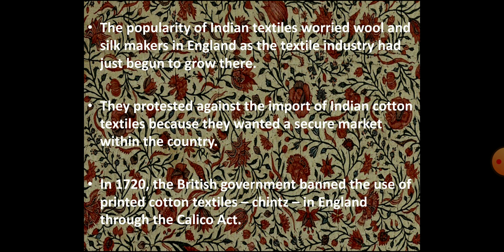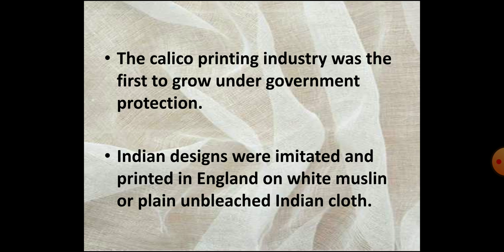The British government in 1720 banned the use of chintz in England by passing an act known as the Calico Act. Under the protection of the British government, the calico printing industry started growing in England. It copied or imitated and printed Indian designs on white muslin or plain unbleached Indian cloth.